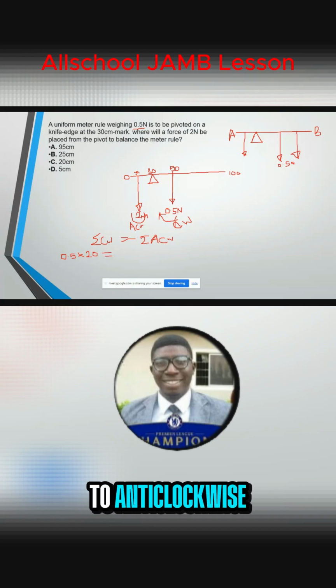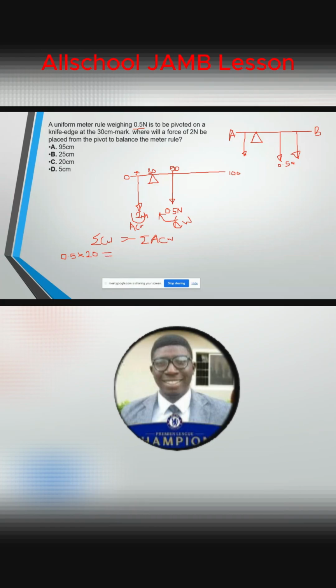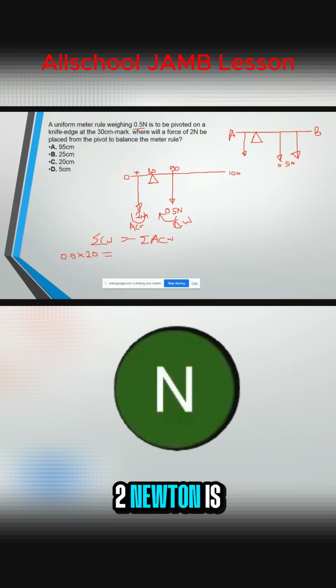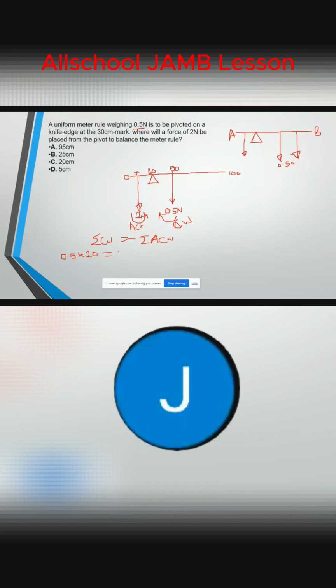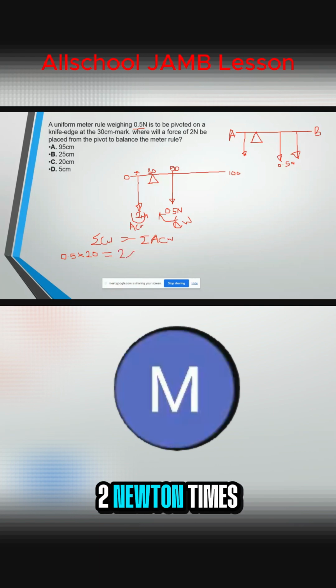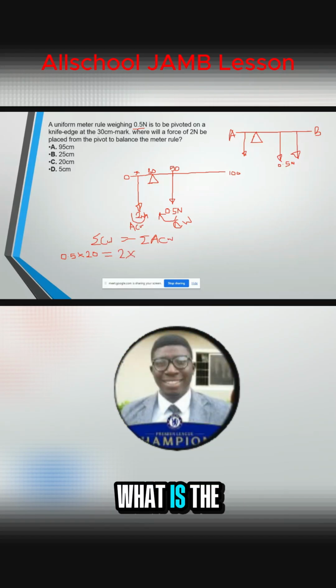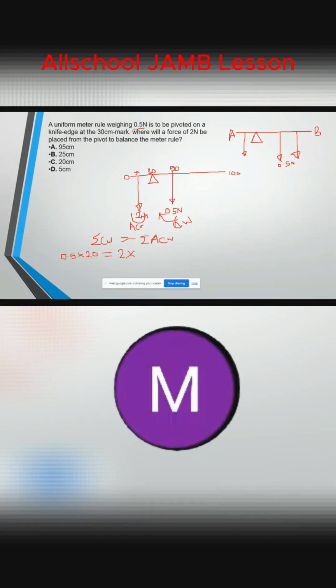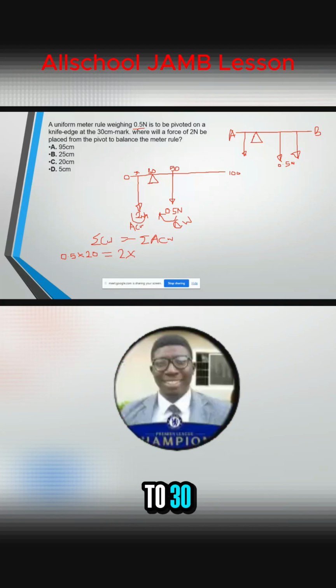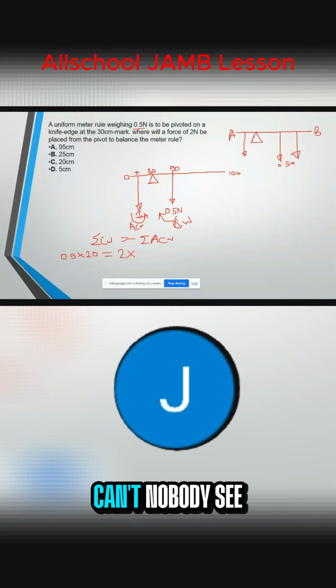So let's move to anti-clockwise. What's the force for anti-clockwise? 2 Newton. Which is 2 times, what is the distance from here to where? From X to 30. Remember what I've been doing. From X to 30 cannot be a single value.